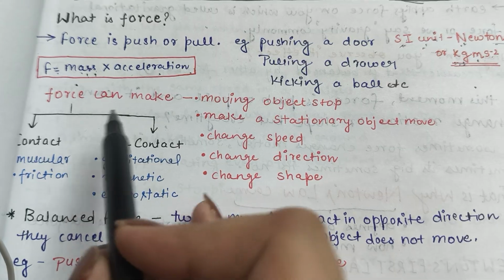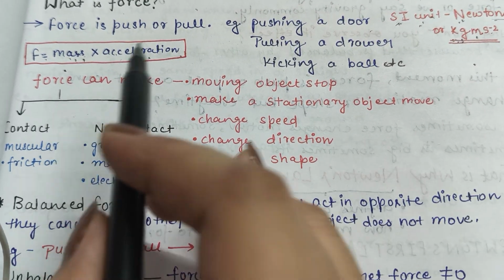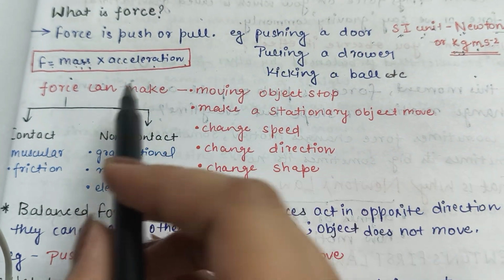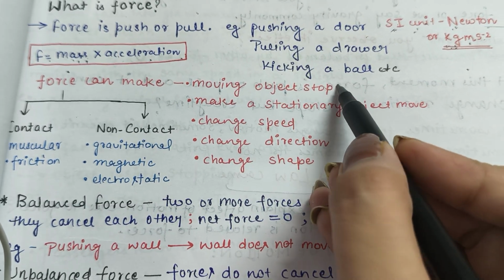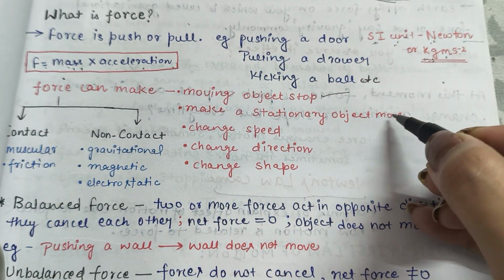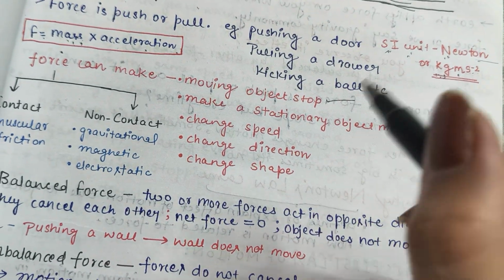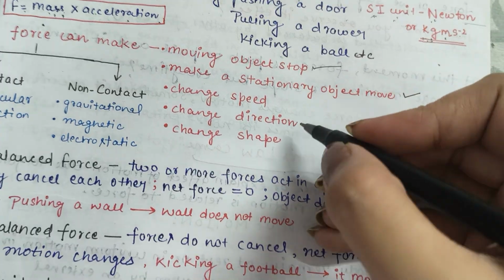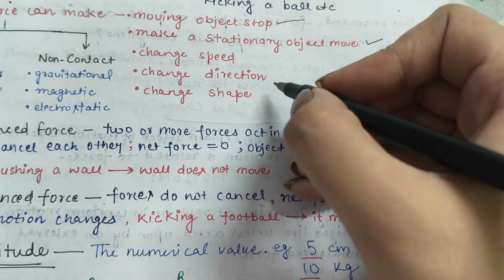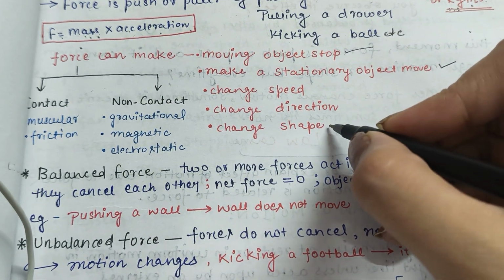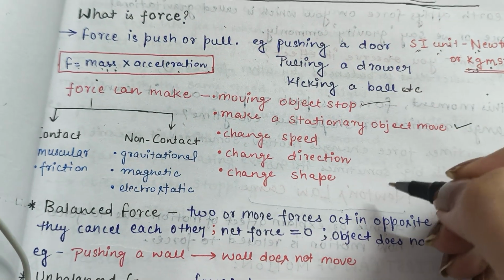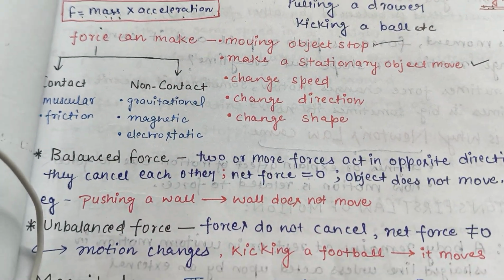Now, these are the properties of force. Force can make a moving object stop. It can make a stationary object move. It can change the speed of an object or a material. It can change the direction, and it can change the shape. So these are the five properties of force.